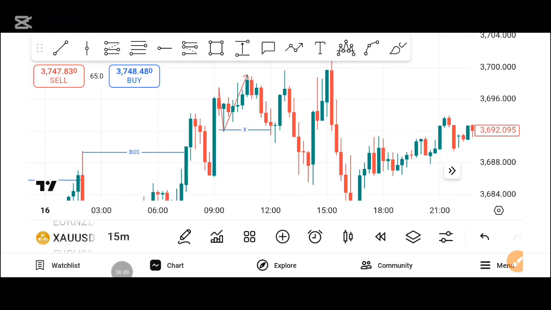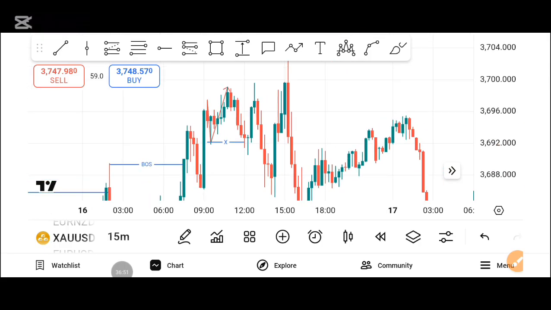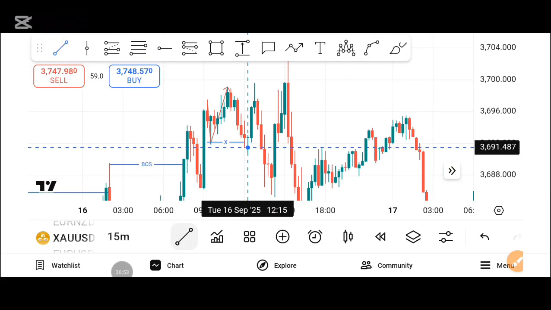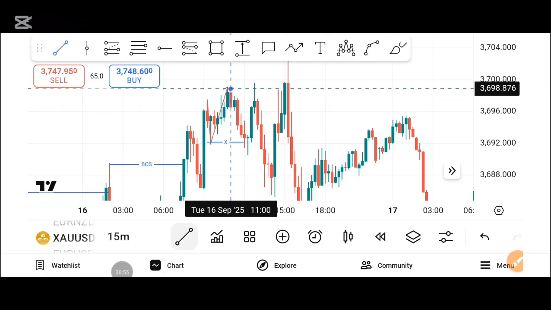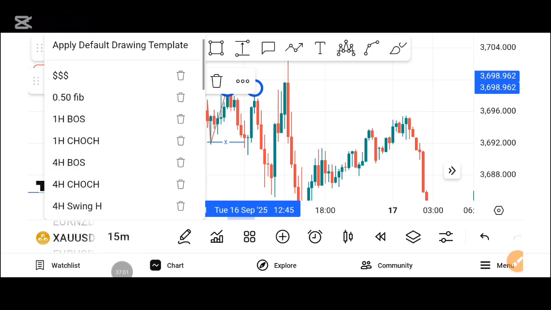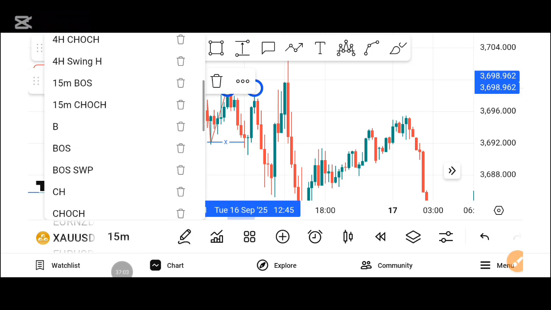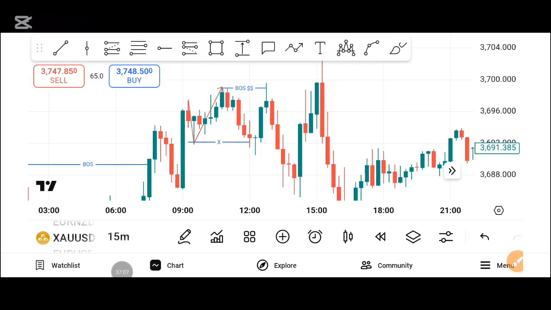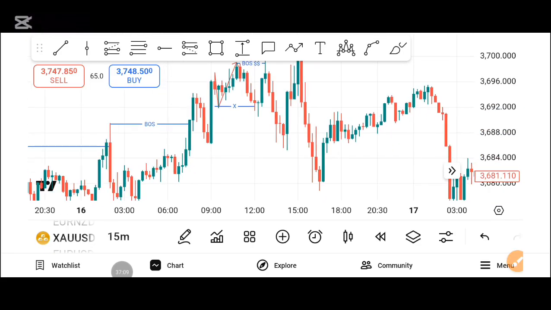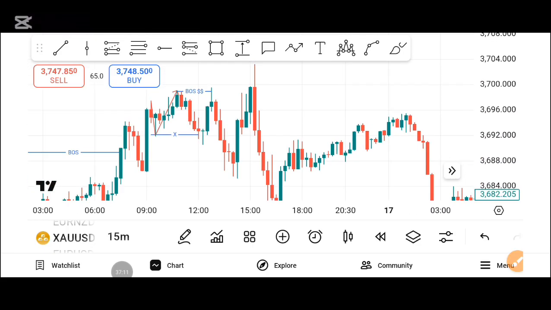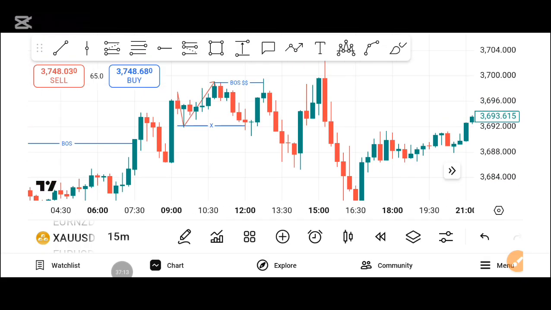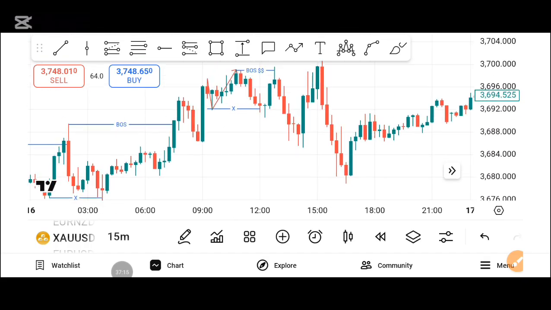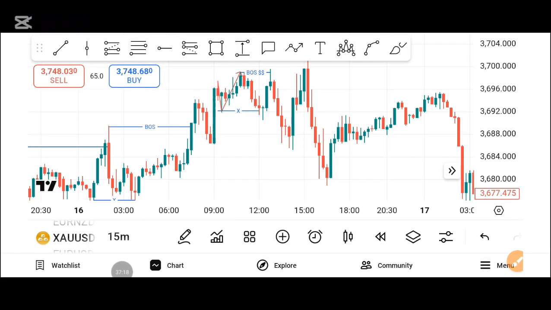Okay, so we can see that price came back here, took out this inducement, and failed to close above. This is now a sweep. Alright, this is now a BOS sweep. This is an advanced pattern, but I'm not here to tell you about sweep. We are focusing on inducement.